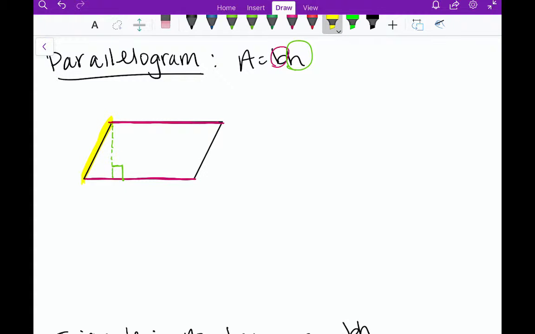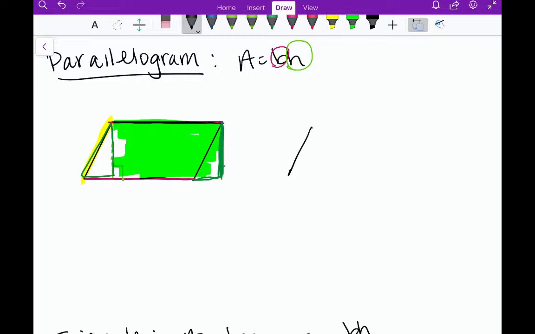So if you think about it, if I were to take this right triangle and move it over here, it would fit right here, which as you can see, would then make a rectangle right here. That may be a little confusing, and I can show you more about what I mean by that in class. But that's why we have to use the perpendicular line, because this would actually be the height if it were a rectangle. So base times height, again, that height has to be at a right angle.